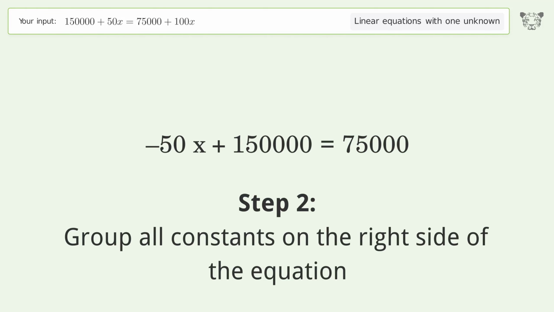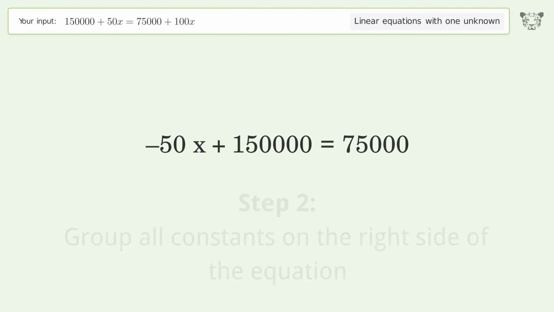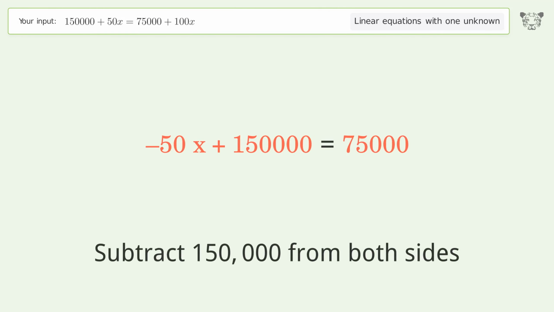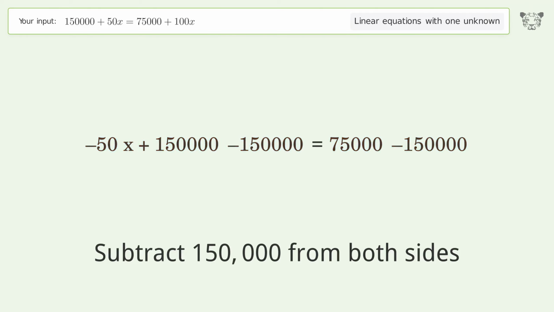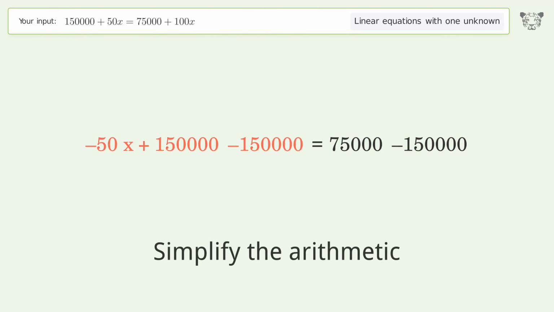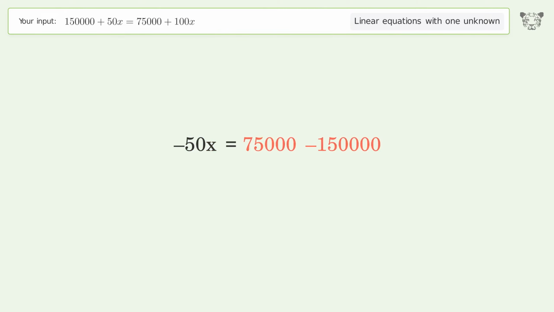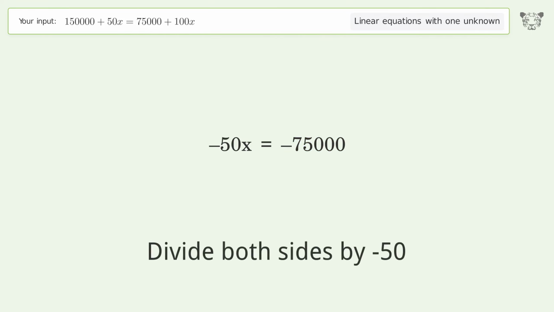Group all constants on the right side of the equation. Subtract 150,000 from both sides. Simplify the arithmetic. Isolate the m. Divide both sides by -50.